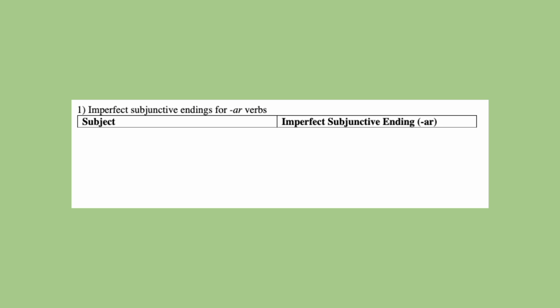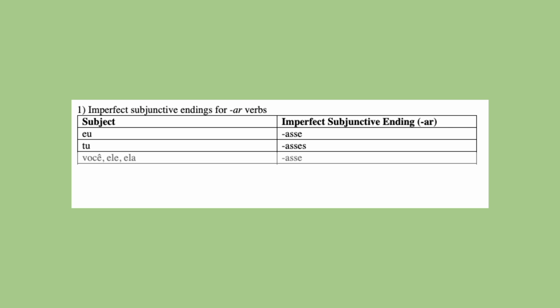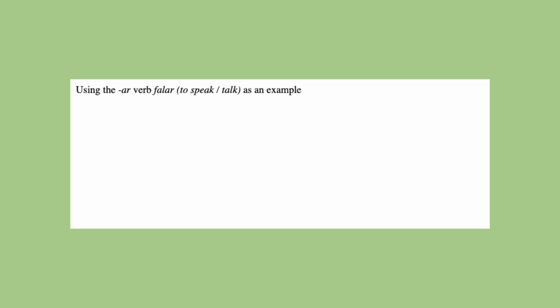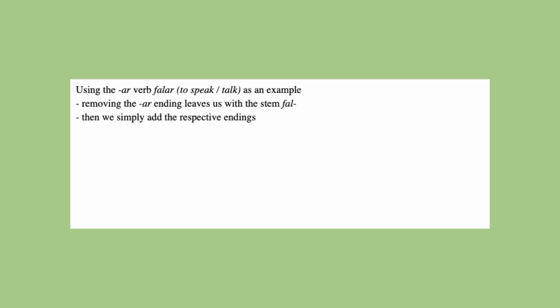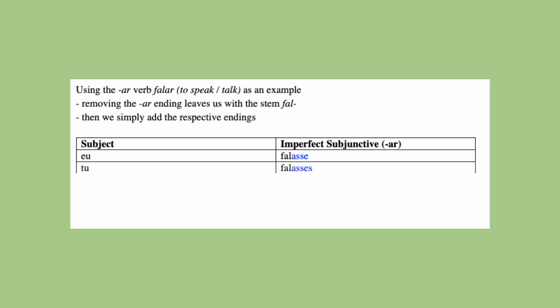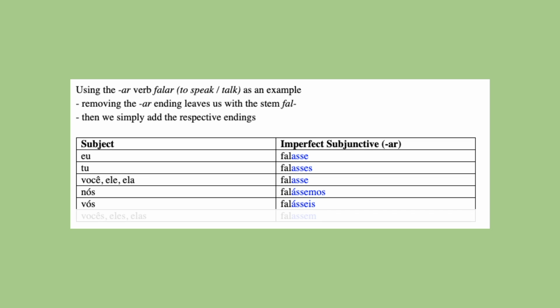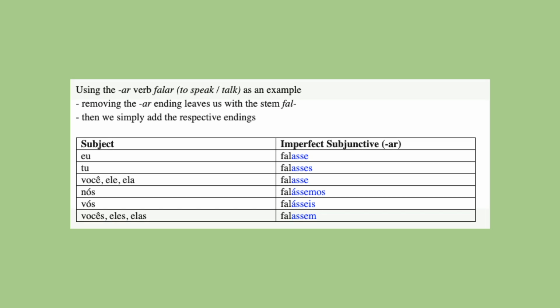The imperfect subjunctive endings for AR verbs: asse, asses, asse, ássemos, ásseis, assem. Falar is a regular verb, so all we have to do is remove the AR ending to obtain the imperfect subjunctive stem fal. And to this we add the imperfect subjunctive endings afterwards. Falasse, falasses, falasse, falássemos, falásseis, falassem.